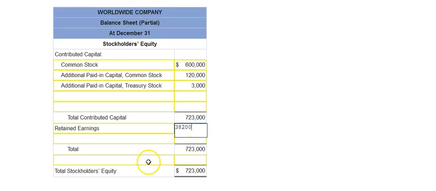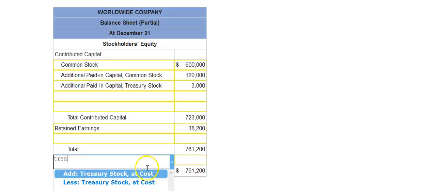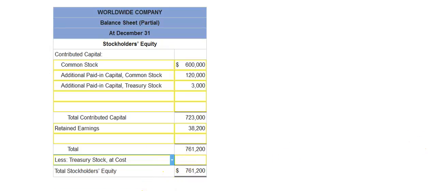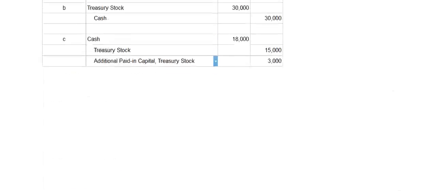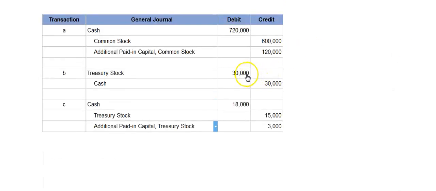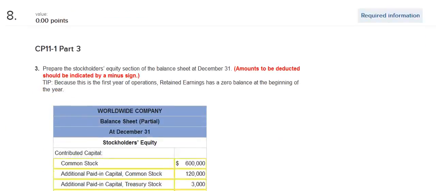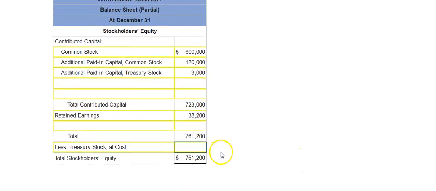And our final step here is to subtract out the treasury stock at whatever we paid for it. Let's take a look at that journal again. We had a debit balance in treasury stock with transaction B, and then we credited treasury stock for $15,000. So a debit of 30, a credit of 15 gives us a net debit of $15,000. We're going to show this with a minus to indicate that we're subtracting. And our ending balance in stockholders' equity is $746,200.